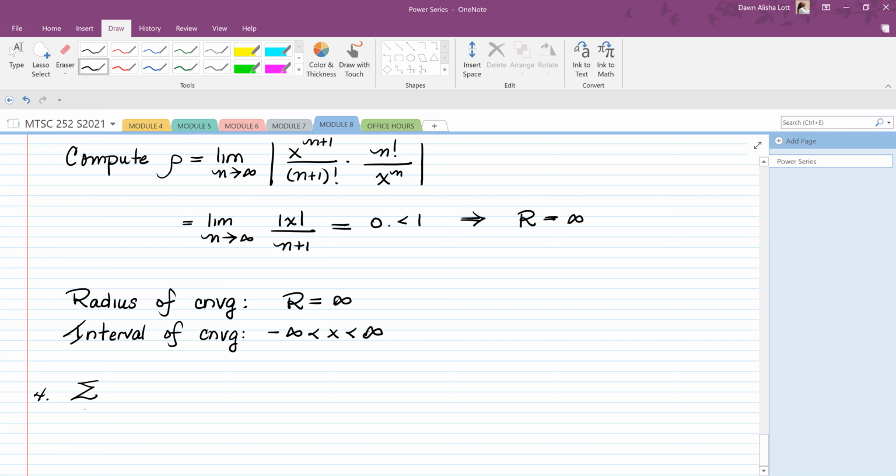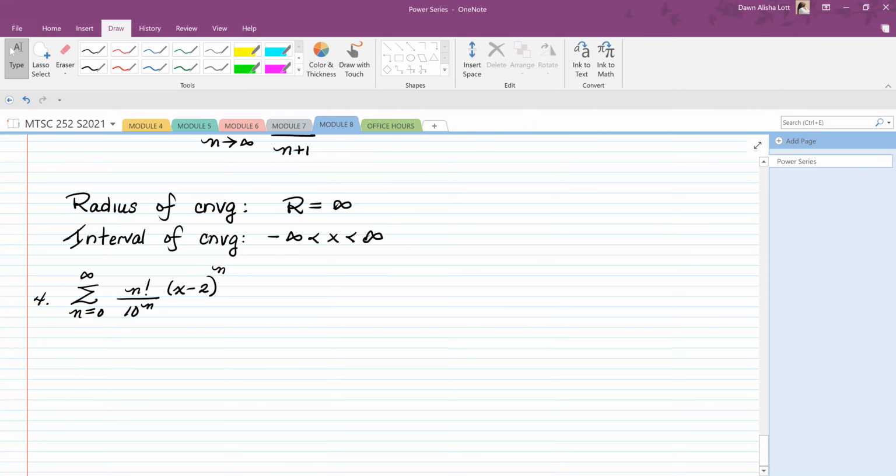Summation n equals 0 to infinity of n factorial over 10 to the n times x minus 2 to the n. So this power series is centered about x equals 2. I'm going to use the ratio test.